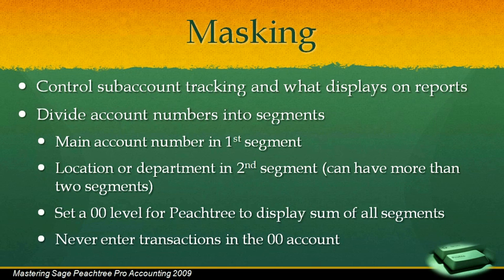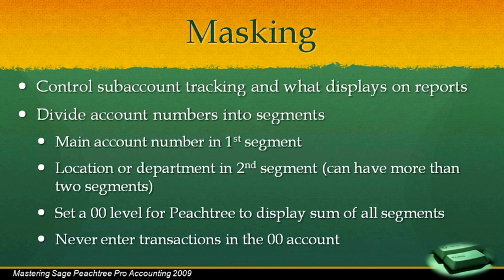Another thing that you might want to do is have the same type of account, for example, the same type of computer training, which would be 40,100, but you also want to track training for different locations or training for different departments. That's when you need to use something called masking. Masking simply controls sub-accounts that track what displays on reports. So all you need to do is divide your account numbers into segments. If computer training is 40,100, then all of my computer training will be 40,100.